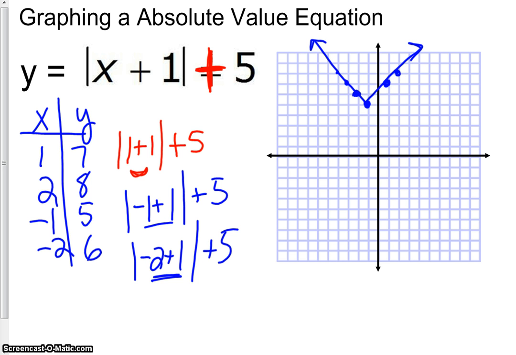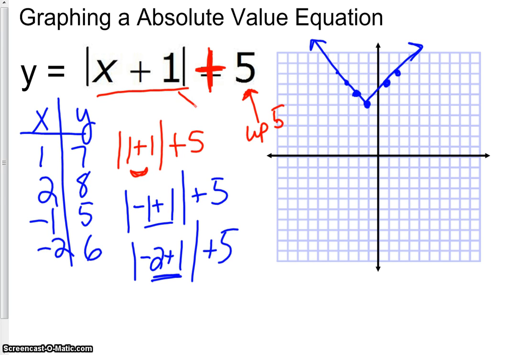Now, that's nice, and it's good to know how to do that. But there's another way to think of this. I like to think of this as a transformation, that this constant being added after the absolute value grouping symbol moves this up or down. In this case, it's going to be up 5. You might remember this from Algebra 2.